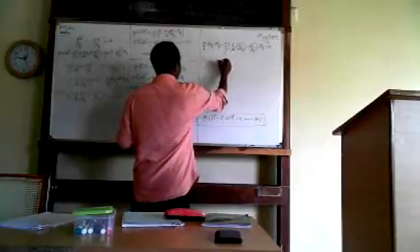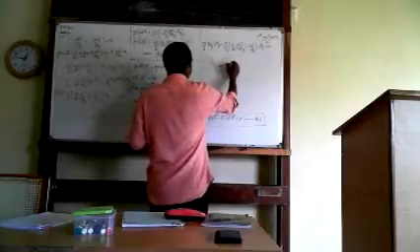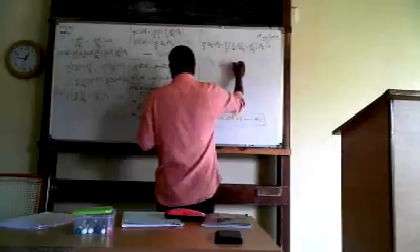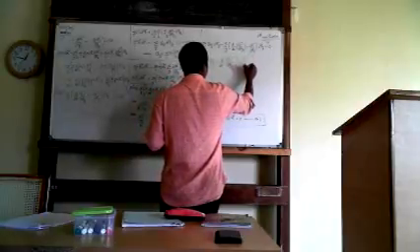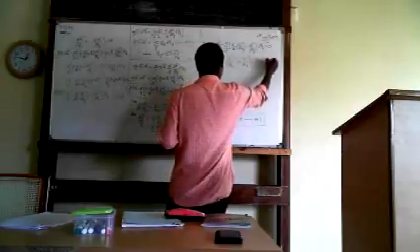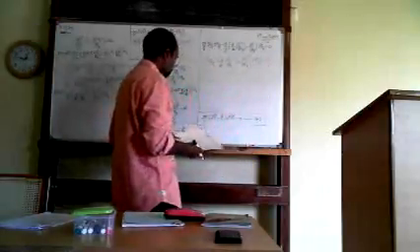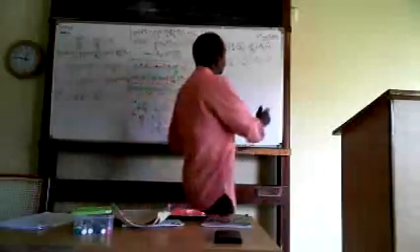Capital Qj is the generalized force. Capital T is the kinetic energy. Now, let this be equation 7.